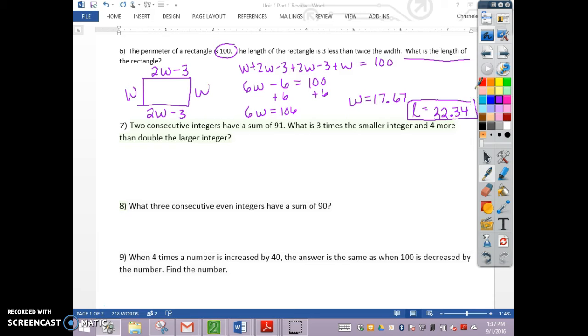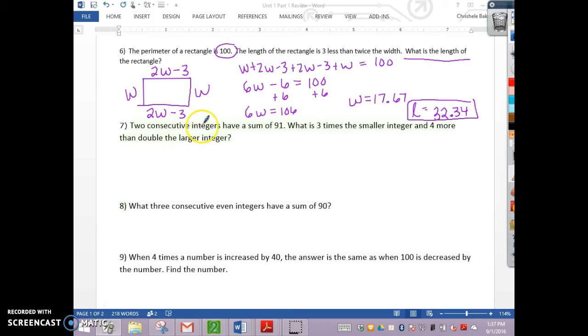Next part. 2 consecutive integers have a sum of 91. What is 3 times the smaller integer and 4 more than double the larger integer? Okay, so we always start off with the smallest again. So they are consecutive. Not even, not odd, just regular consecutive numbers. So if one of them is x, the other one is x plus 1.